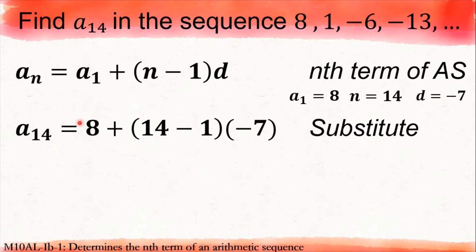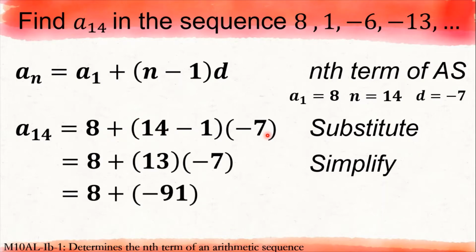Next is we substitute it into the general term. So we have 8 plus quantity 14 minus 1 times negative 7. Simplifying, we have 8 plus 14 minus 1 is 13 times negative 7. So 13 times negative 7 is negative 91 plus 8. So the 14th term is negative 83. So wag pa rin kalilimutan yung rule natin sa pag-a-add ng mga signed numbers.